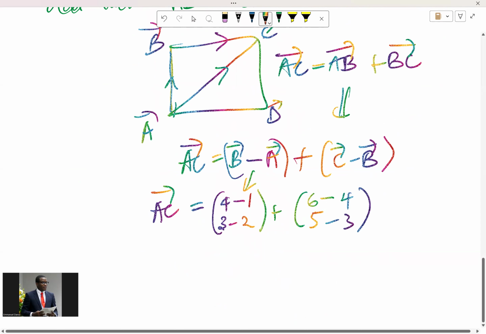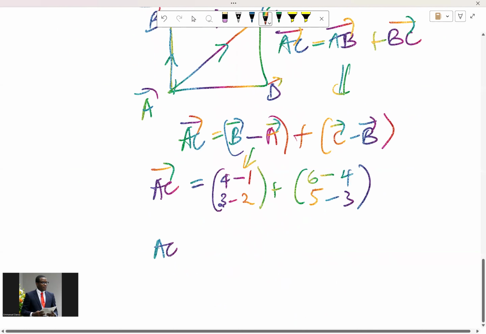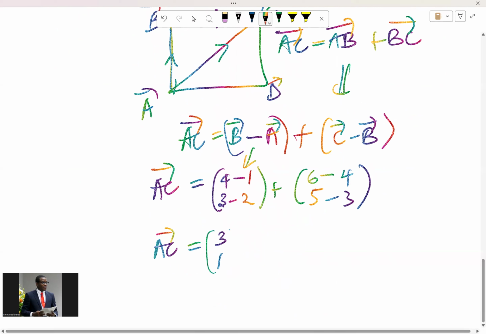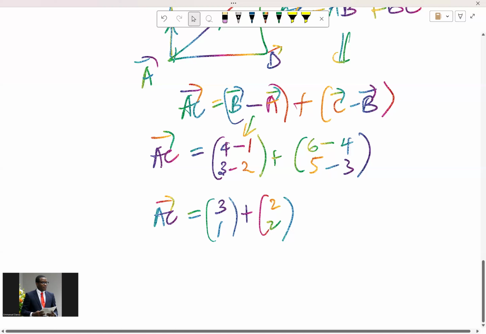So at the end of the day, you have AC to be 4 minus 1, that is 3, 3 minus 2, that's 1, plus 6 minus 4, that's 2, 5 minus 3 is also 2. So the line segment AC, which is the diagonal, is actually 3 plus 2, 5, 1 plus 2, 3. And that's it. So the line AC can be said to be 5i plus 3j.